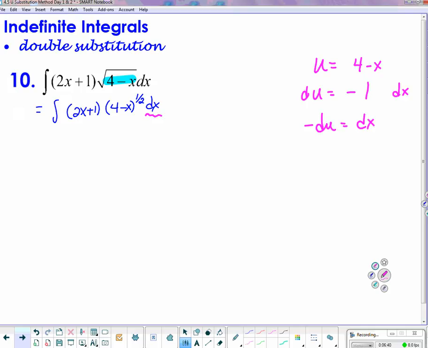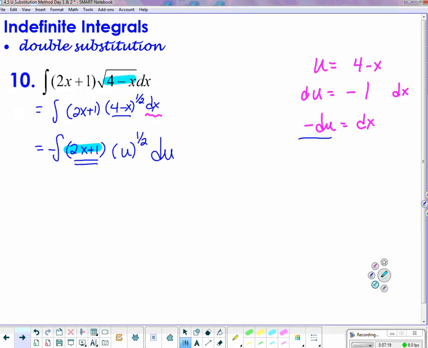And I'm going to slide back over and update what progress I've made. I've got a 2x plus 1. And then instead of 4 minus x, that's what we said let be u. So that's a u to the 1/2. And then dx gets traded out for this negative du. I'm going to put my negative in front, my du for replacement of dx. All right, so now, kind of like last time, we have an x remaining, and we need to get that so it's in terms of u.